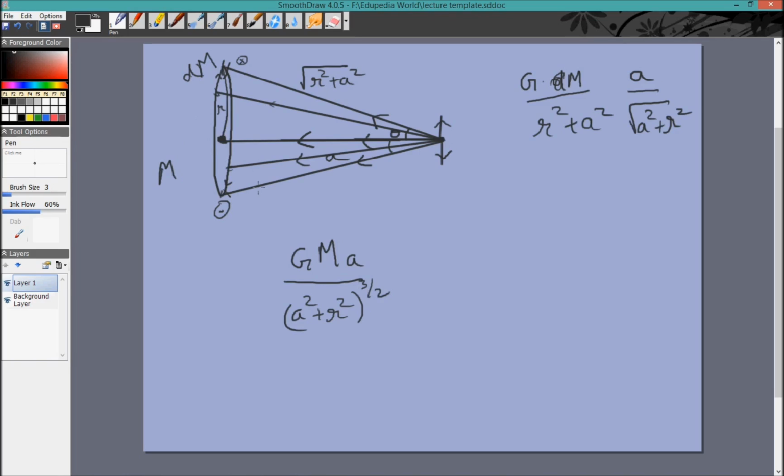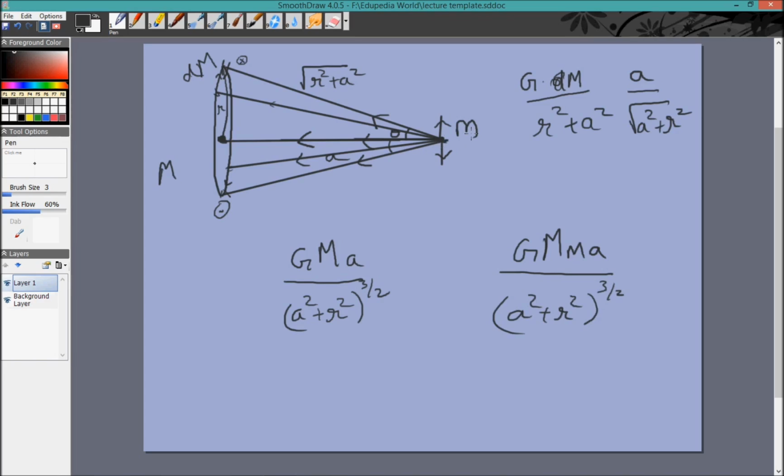This is the concept which we'll use to build up and calculate it for other more complicated shapes. We calculate the gravitational field for an element, and we integrate to get the total. So this is for a ring. The gravitational force, by the way, will be GMma by (a square plus r square) to the power 3 by 2 if we keep an object of mass small m at this point.